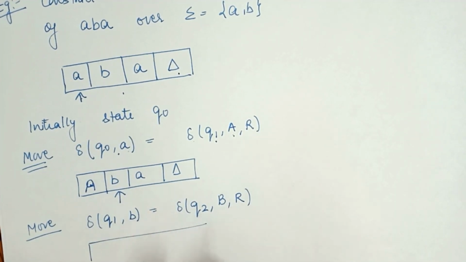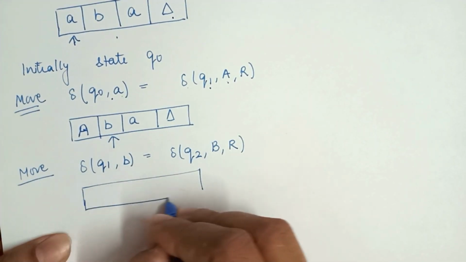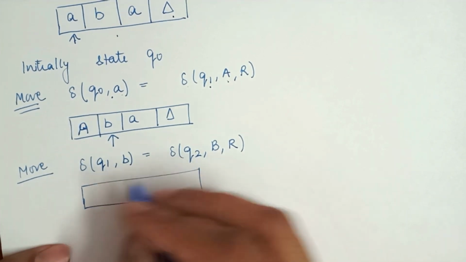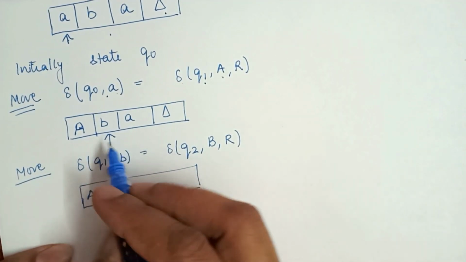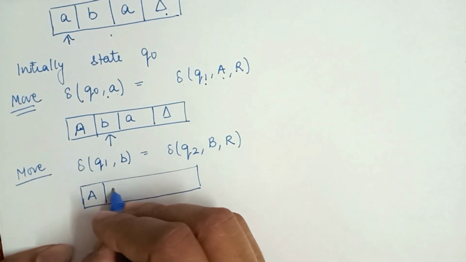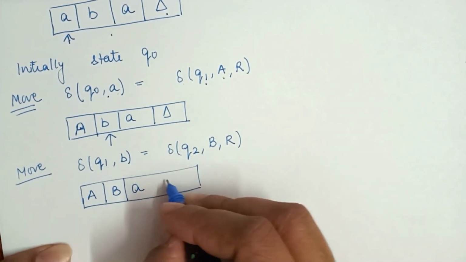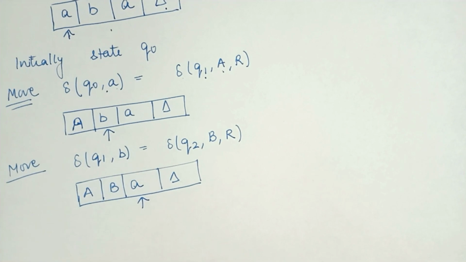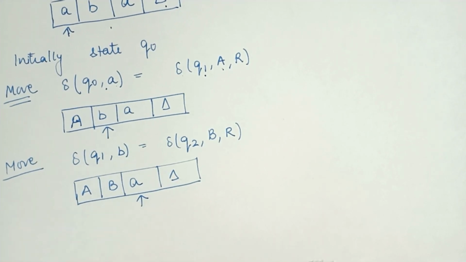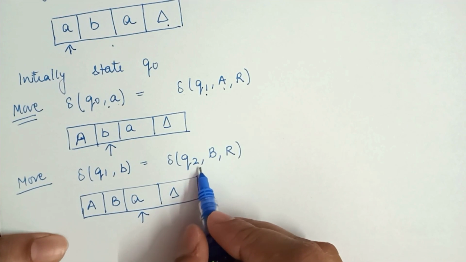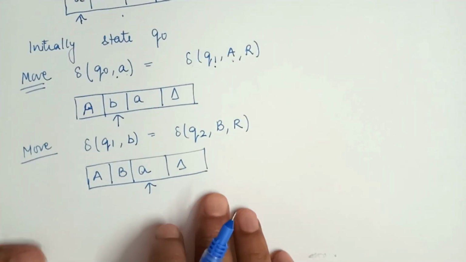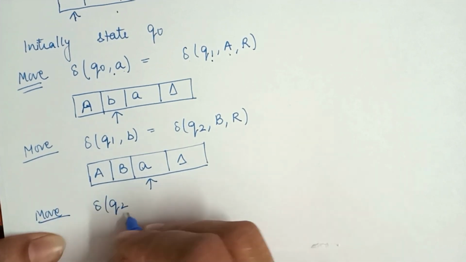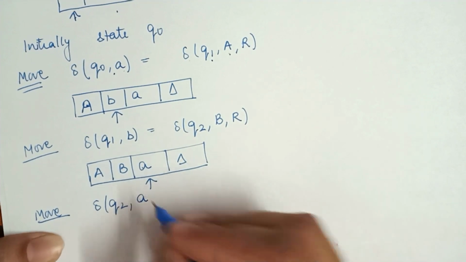The current position of the input tape will be represented as follows: A will remain as it is. Now this small b is replaced by capital B. This small a will remain as it is, then the delta, and the tape head is pointing to small a. Now which state are we in? We are in state Q2. So the move is: we are in Q2 state, and the input symbol is a.